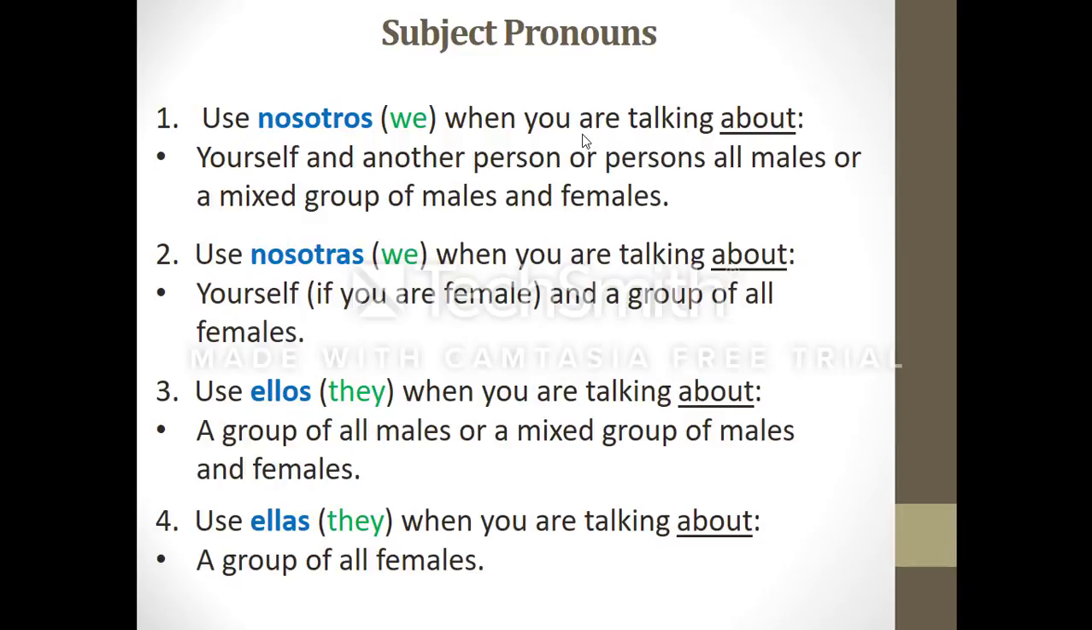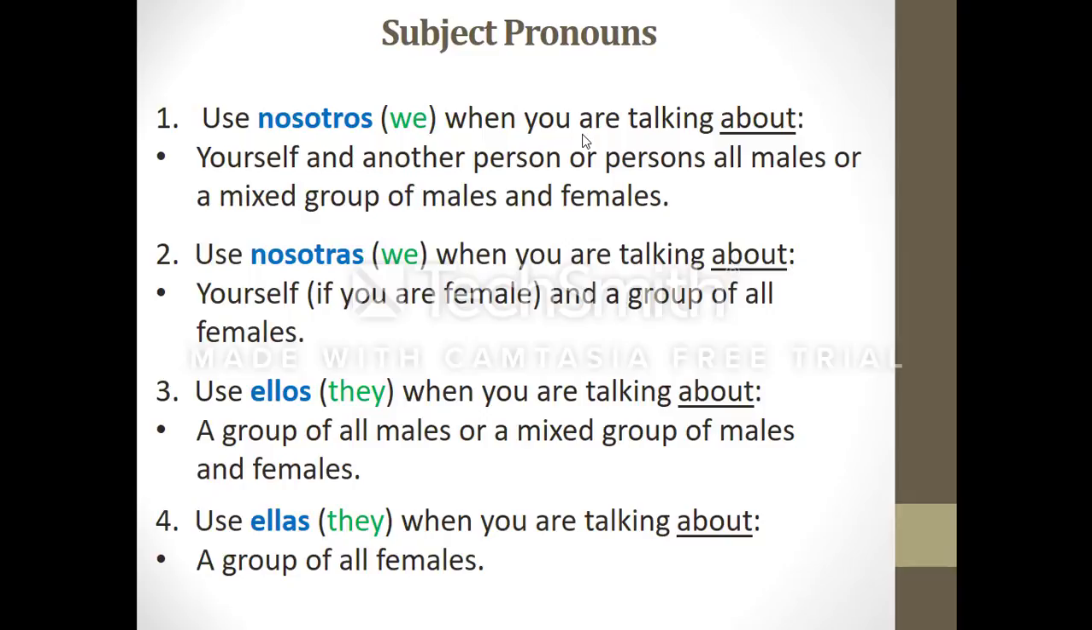Okay, and the last 4 need to be written on your note guide as well. We have nosotros, nosotras, ellos, and ellas. So remember, nosotros and nosotras both mean we, but you use nosotros when you're talking about yourself and other people if it's all male or a group of males and females. And nosotras only if you are a female and you're in a group of all females.